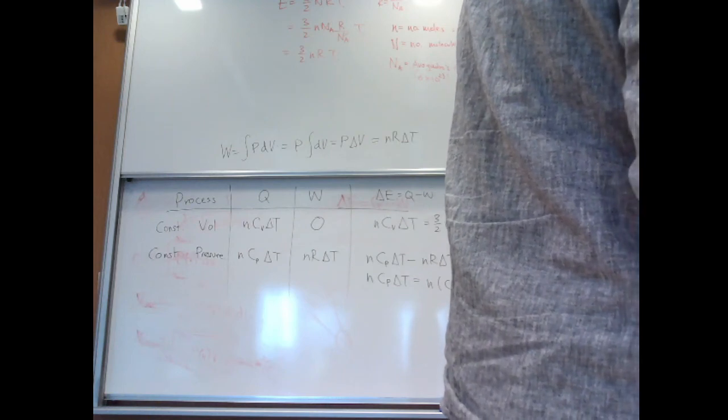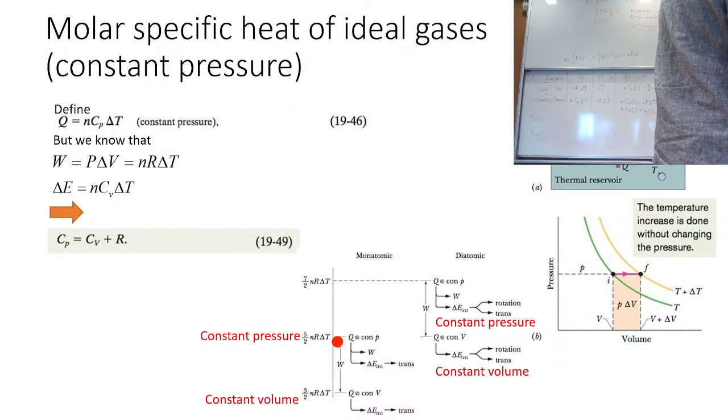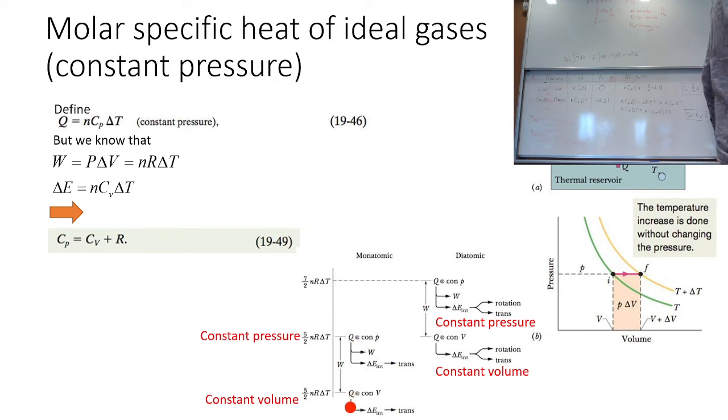So you can see over here that this is for a monatomic gas, right? So the constant volume heat capacity here is 3/2 nR delta T, but then the constant pressure is different by another factor of R. For diatomic, it's the same. Constant volume is, I think, 5/2 R, and then this one will be 7/2 R, so it's always different by a factor of R.